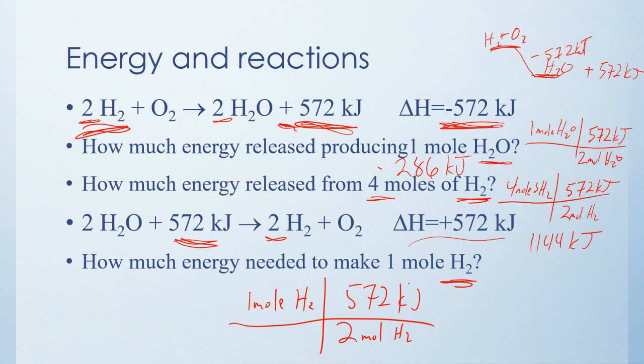So remember, these equivalents are because this and this are equal. If you had 2 moles of hydrogen, you have access to 572 kilojoules. If you had 572 kilojoules, you could produce 2 moles of hydrogen. That's why we're allowed to keep them on top like that. So 572 divided by 2 is, again, 286. So it would take 286 kilojoules to produce 1 mole of hydrogen.